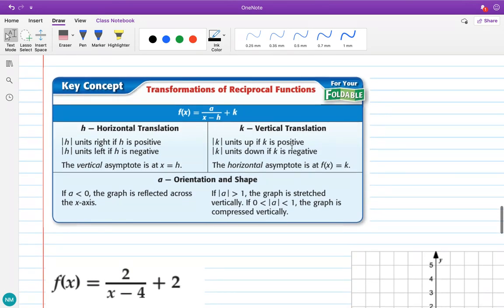So this is the little spiel, exactly what I just explained, right? A over x minus h plus k, where h moves it right and left, k moves it up and down, and a stretches it or shrinks it. And then if you put a negative in front of x, it flips over the y-axis. We've done this for like 75,000 functions, right? What are other functions we have done this with?